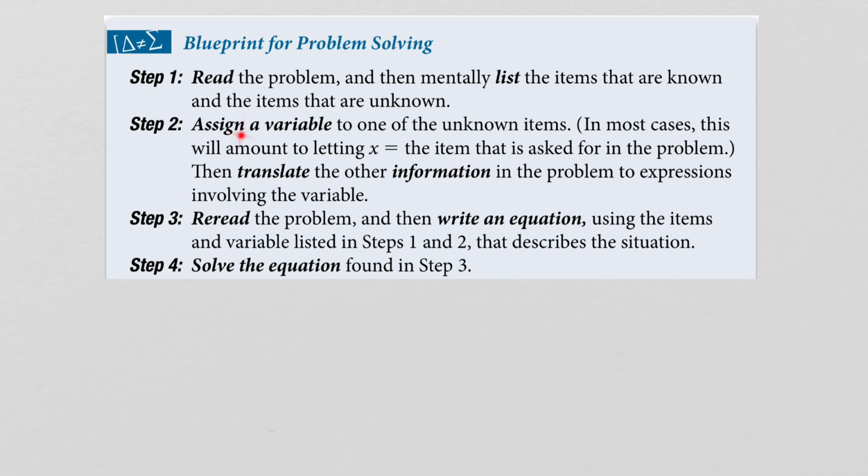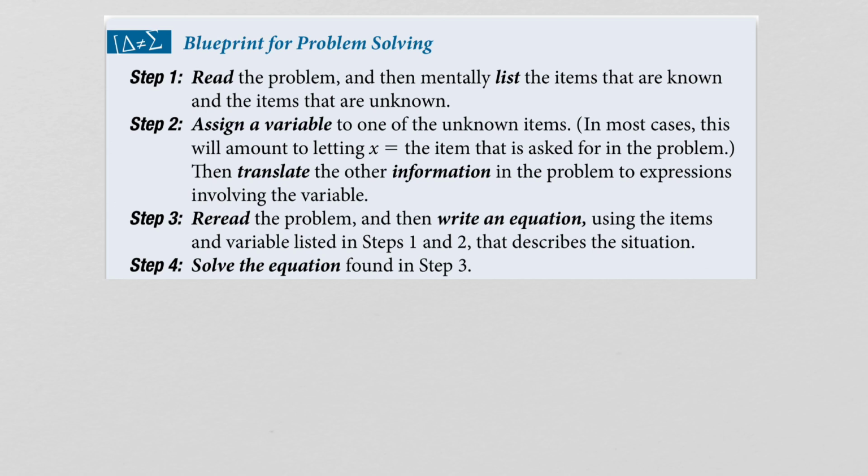Second step, assign a variable to one of the unknown items. In most cases, we will let x equal the item that we are looking for, but we don't have to use the variable x. Then translate the other information in the problem to expressions involving the variable that you choose.